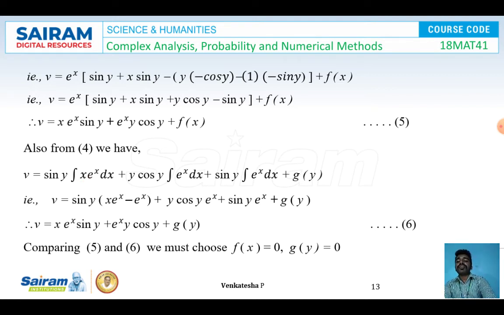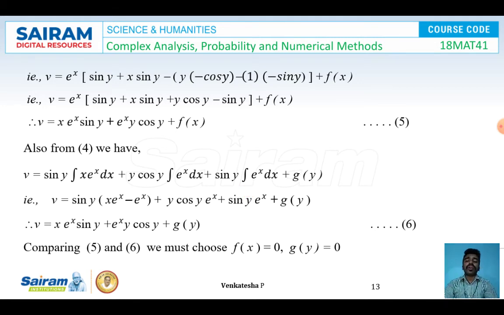So I'll be getting v is equal to sin y, I'm keeping as it is. First, keeping x as it is, integrating e power x, I got e power x only, minus differentiating x, I got 1, integrating e power x, I got e power x again. So keeping y cos y as it is, integrating e power x, it is e power x, plus keeping sin y as it is, integrating e power x, it's e power x only, plus g of y. On simplifying this, we got the equation v is equal to x e power x sin y plus e power x y cos y plus g of y, because after multiplication, the sin y e power x and the plus sin y e power x get cancelled.